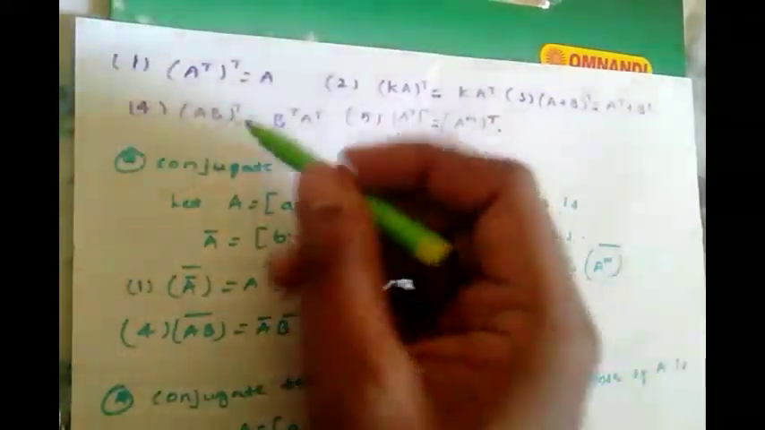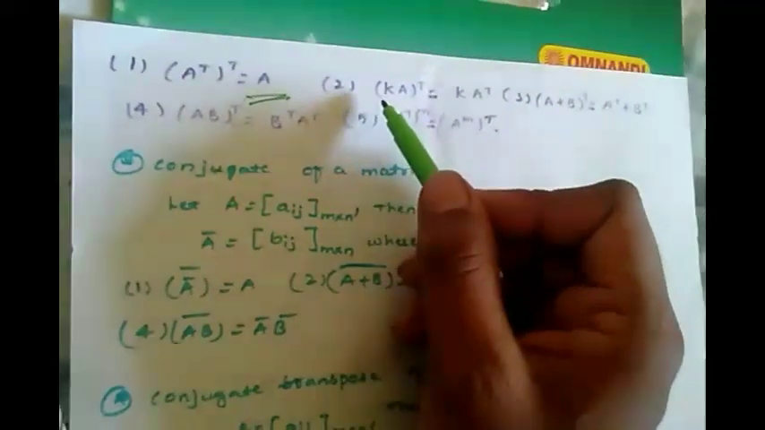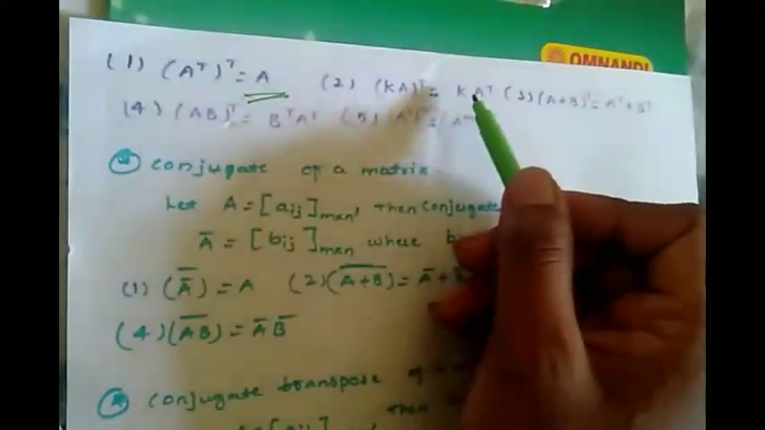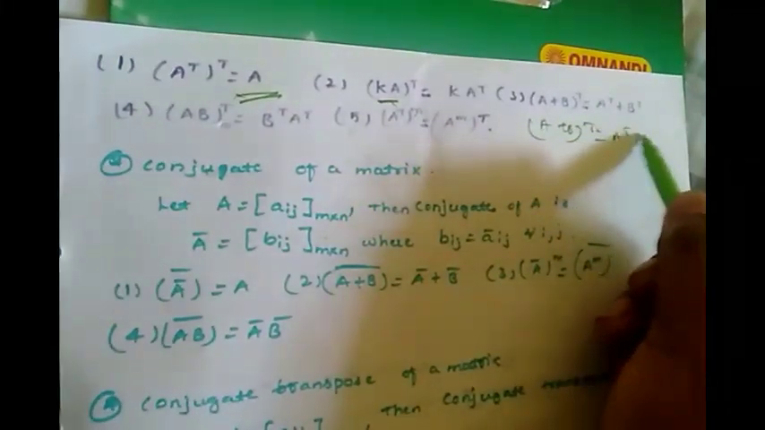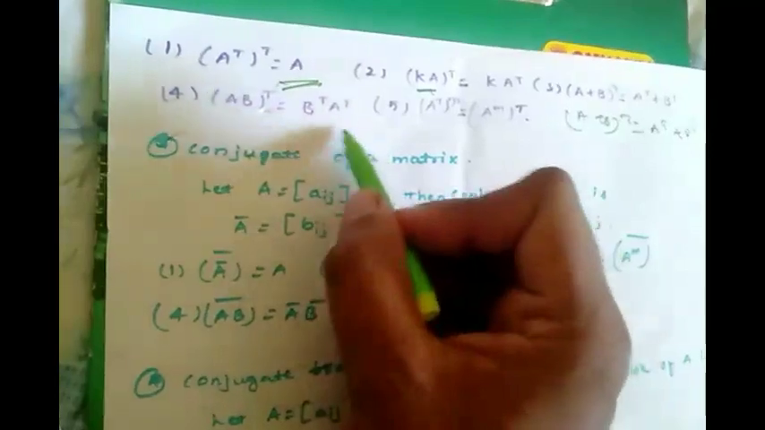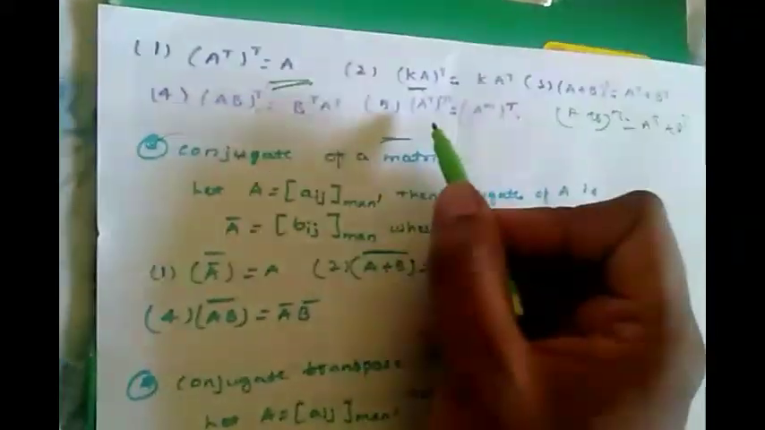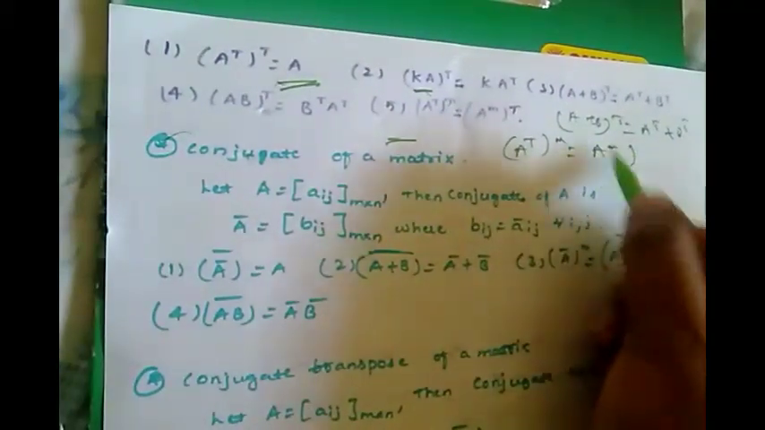Some results on the transpose of a matrix: A transpose whole transpose is equal to A, and kA whole transpose is equal to k into A transpose. Here k is any scalar constant. And the third property is A plus B whole transpose is equal to A transpose plus B transpose, and the fourth property is AB whole transpose is equal to B transpose into A transpose, and the fifth property is A transpose whole power m is equal to A power m whole transpose. This is an important result. Remember this result.